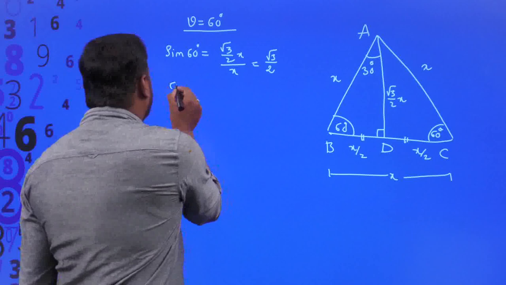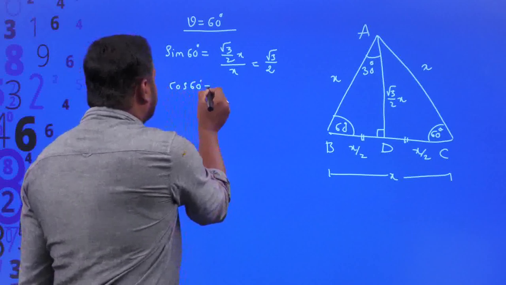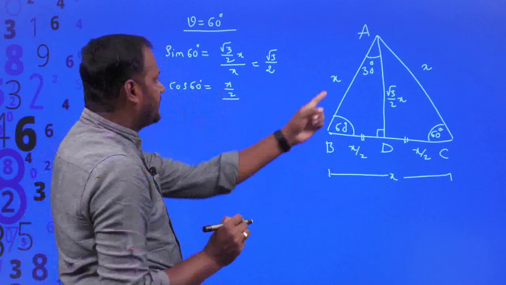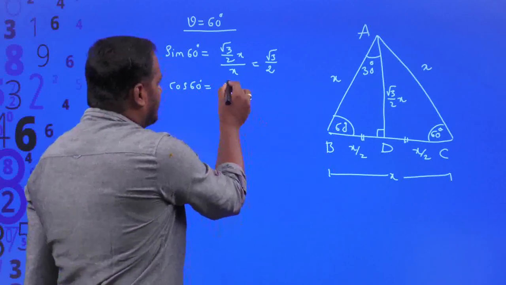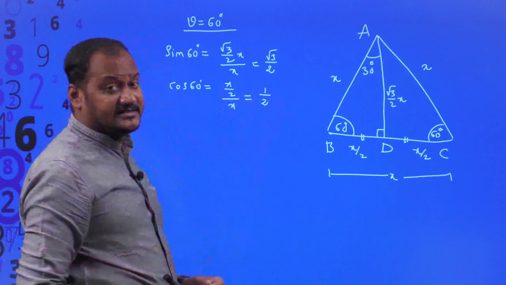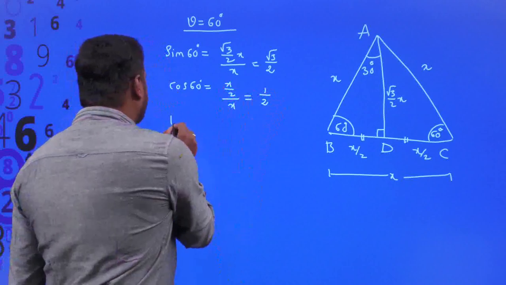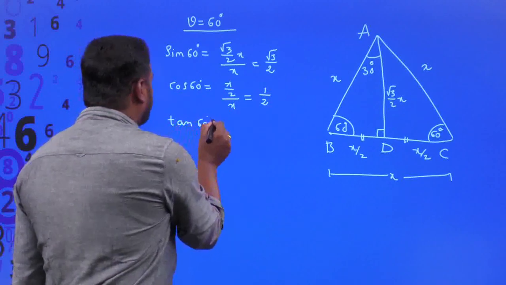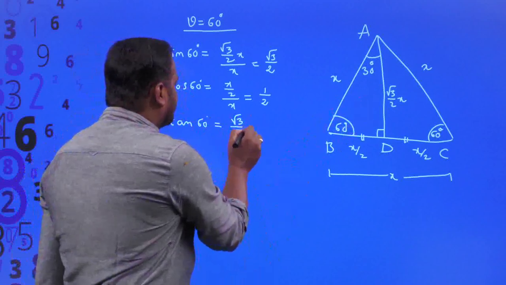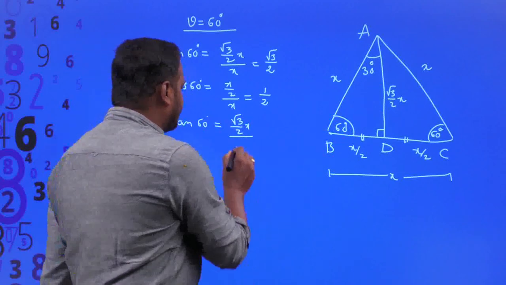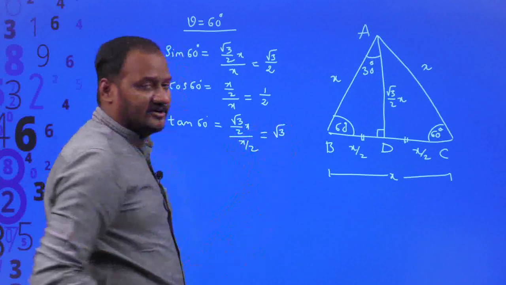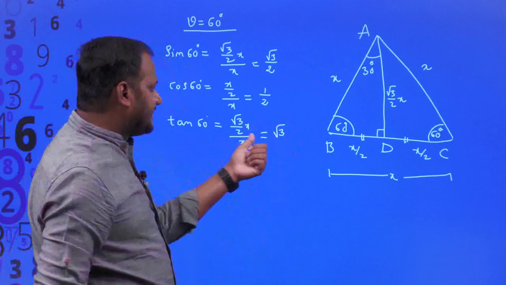Okay. Now coming to cos 60 degrees. Cos 60 degrees is equal to side adjacent to 60, that is x divided by 2, by hypotenuse, that is equal to x. Now x and x cancel, we are left with 1 divided by 2. That is the value of cos 60 degrees. And coming to tan. So tan 60 degrees is equal to side opposite to 60, that is root 3 by 2 x, divided by side adjacent to 60, that is x by 2. So here x by 2 cancel, we are left with only root 3. So that is the value of tan 60 degrees.